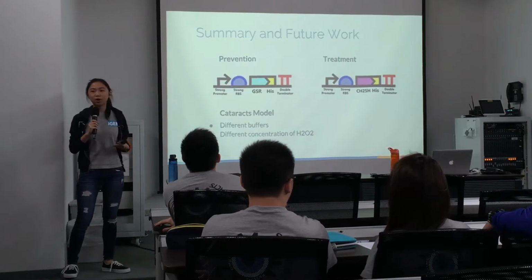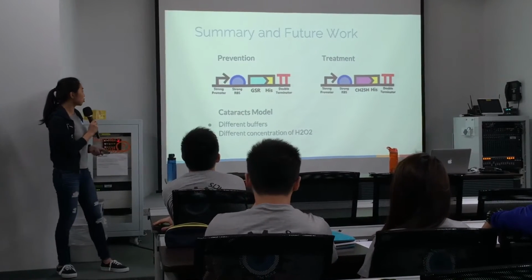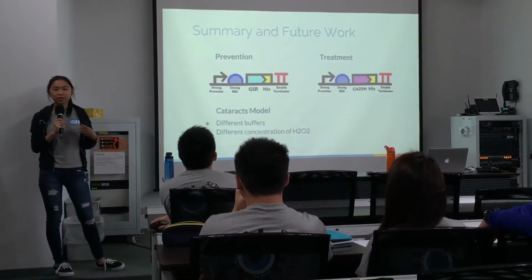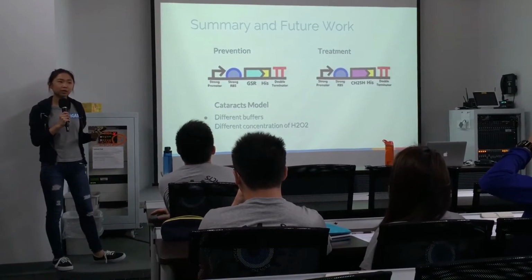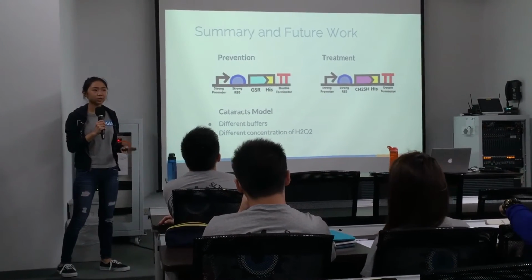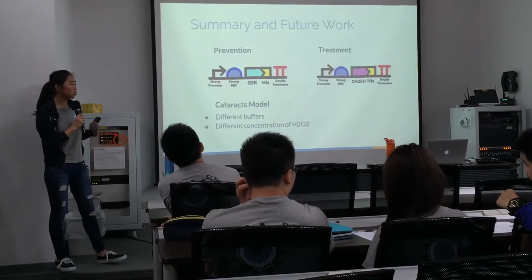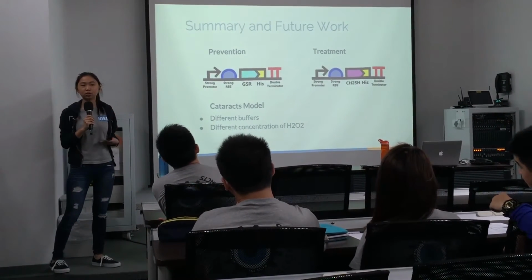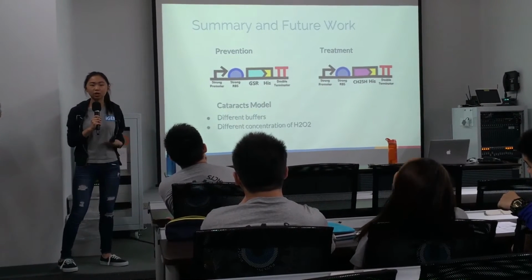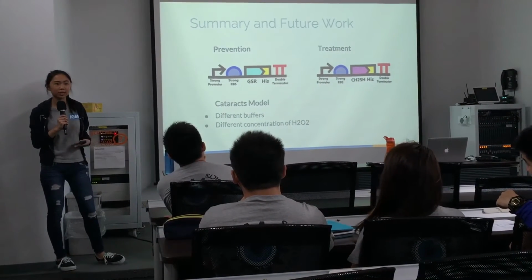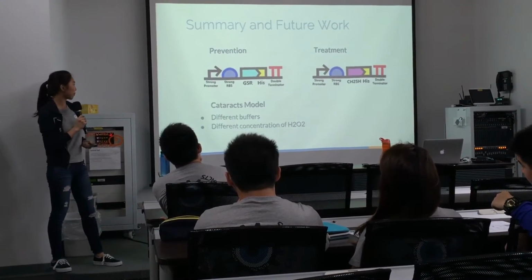To sum up the experiment part of our project, in prevention, we want to create GSR because it will increase the efficiency of the recycling of GSSG back to GSH, which is the antioxidant in our lens. In treatment, we want to create CH25H in order to create 25-HC, in order to restore solubility to the lens and disaggregate the proteins.